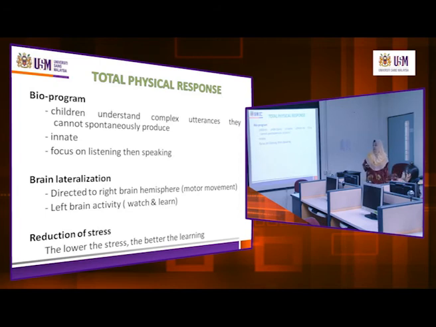Bioprogram means children understand complex utterances they cannot spontaneously produce. If you look at your small brothers or sisters, if you ask them to go and eat, they will go. They understand what you are saying. It's just that they cannot produce the same thing that you have mentioned. They cannot say, go and eat.